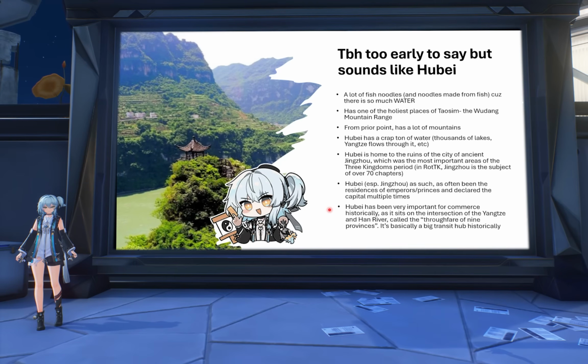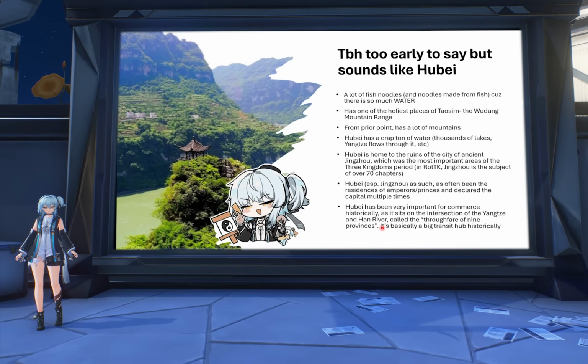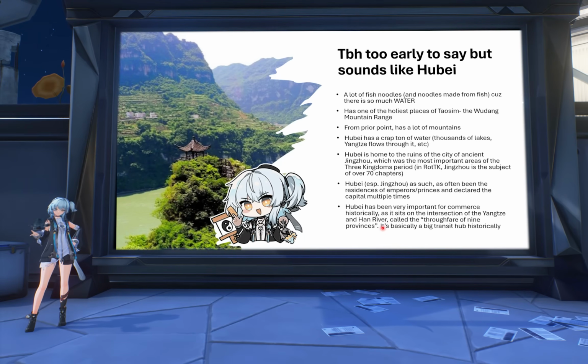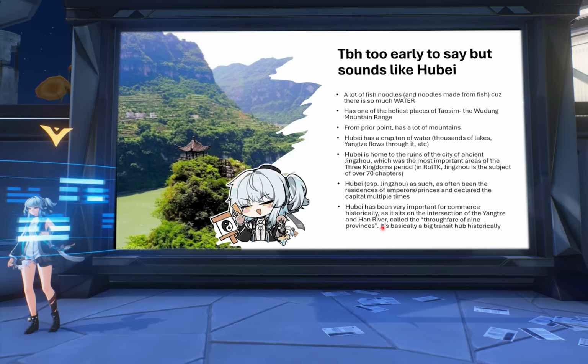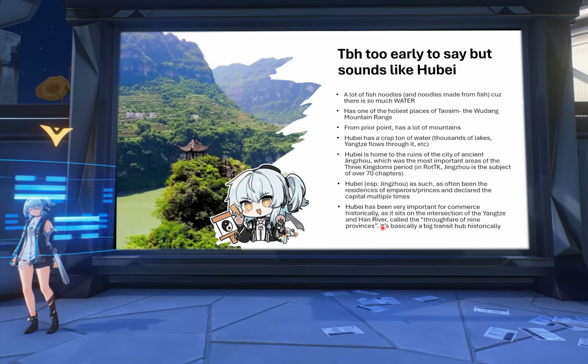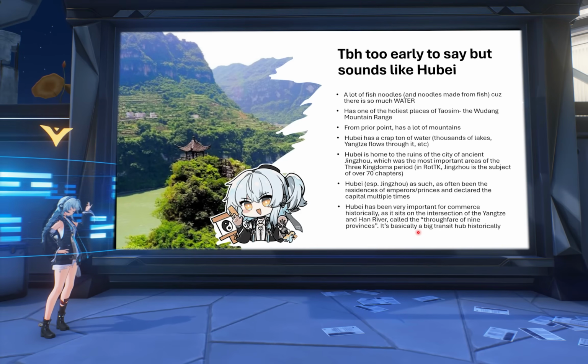The other thing is that Hubei is also incredibly important for commerce. It still is very important today, but it was very historically important because Hubei was in the past called the thoroughfare of the nine provinces. And what that basically means is that because Hubei sits on the intersection between the Yangtze and the Han River, a lot of the goods and the products from the other provinces behind and around it have to first go to Hubei before they're sent to other places. So for example, in ancient times, nearly all of China's tea exports to all Western countries ran through Hubei, right? Because it's essentially a massive transit hub.